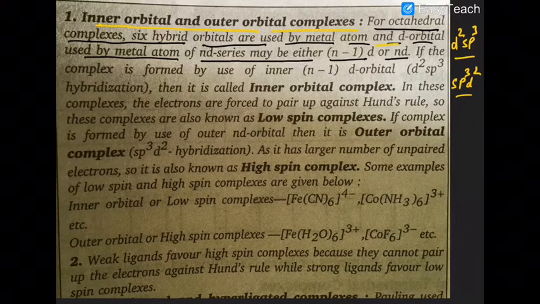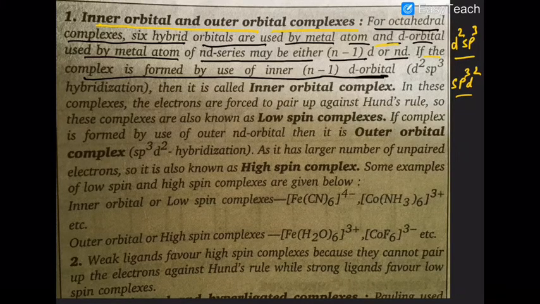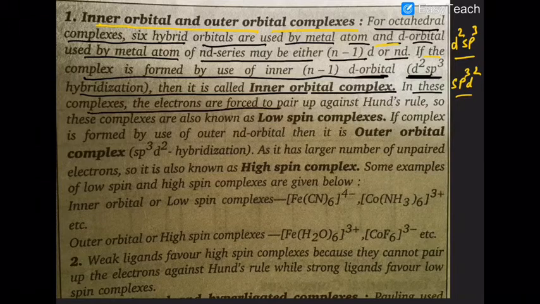I am repeating once more. If it is written d2sp3, it means (n-1)d orbitals are used. If it is written sp3d2, it means nd orbitals are used. If the complex is formed by using the inner (n-1)d orbital, it is d2sp3, and it is called an inner orbital octahedral complex. In these complexes, the electrons undergo pairing. So these complexes are low spin, meaning most of the electrons got paired up.